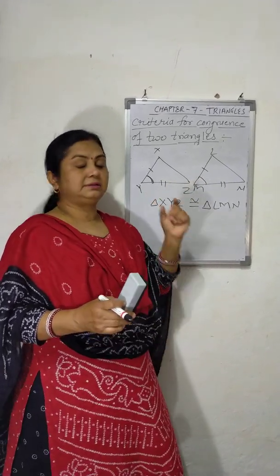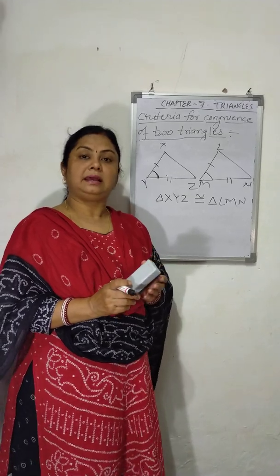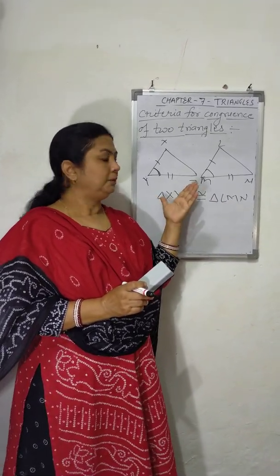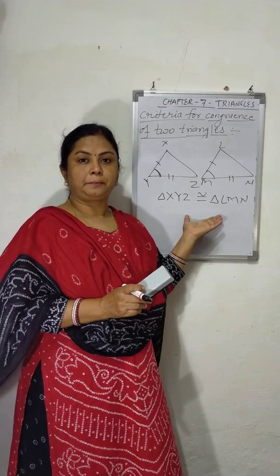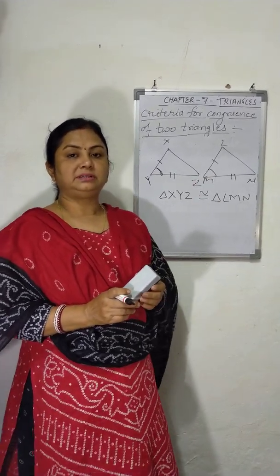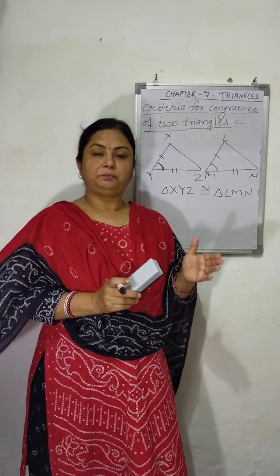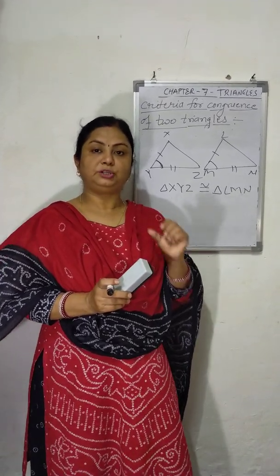This SAS congruency rule is taken as an axiom. We are not going to prove this rule, but the next one, which is ASA, angle side angle congruency rule, we will prove as a theorem.